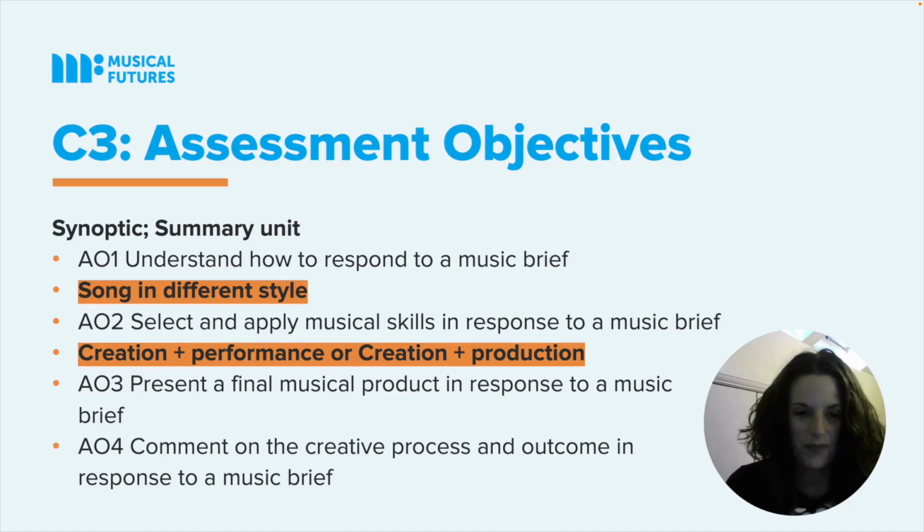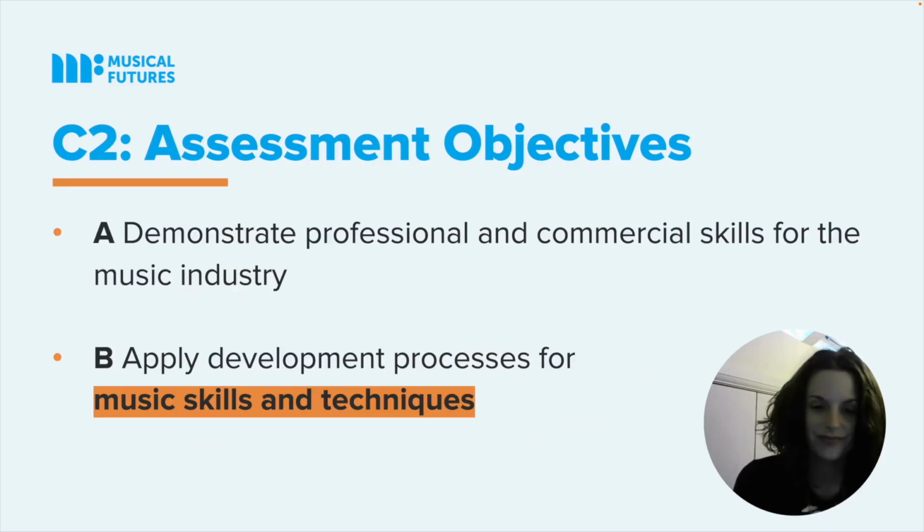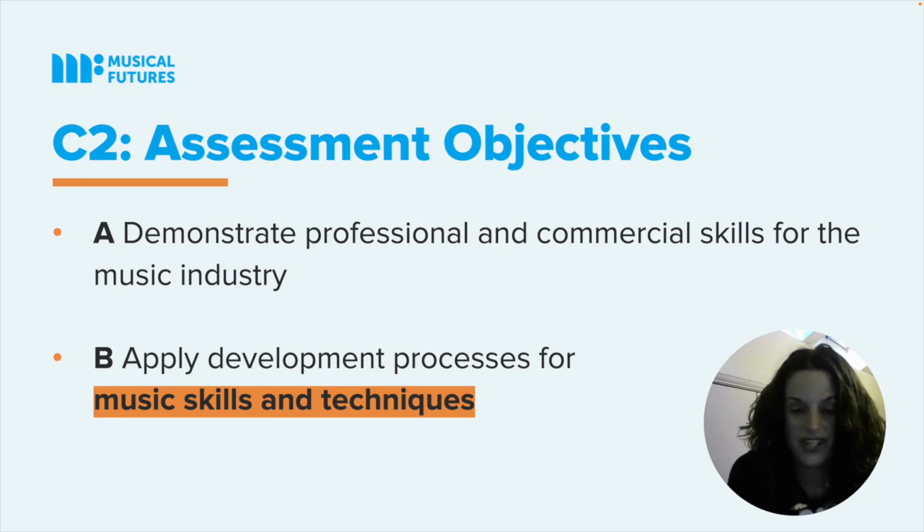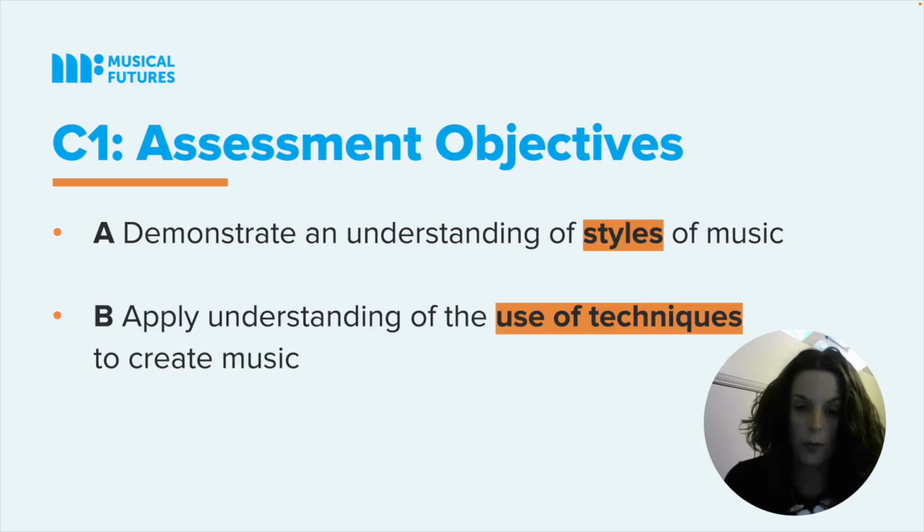So there's the Component 3 objectives. You're doing your song in a different style, and you're doing it as a creator and performer or a creator and producer. Component 2, we're still learning skills and techniques to get us there, so developing those skills and techniques usually through pop music styles. And then Component 1, we're looking at different styles of music. Again, lots of pop music styles, but some non-pop music styles too, and looking at the techniques that are associated with those styles.